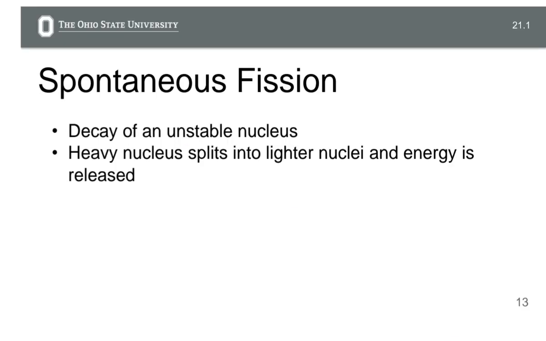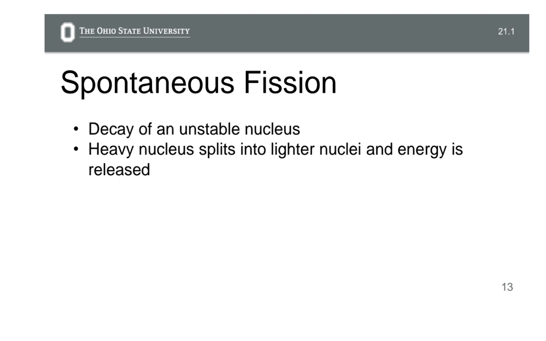We're going to talk about some other things. Spontaneous fission. Again, we're going to have another unstable nucleus, but instead of that nucleus decaying by electron capture, it's going to split a heavy nucleus into lighter nuclei and neutrons, and it's going to release energy in the process. So an example of this is uranium-236.